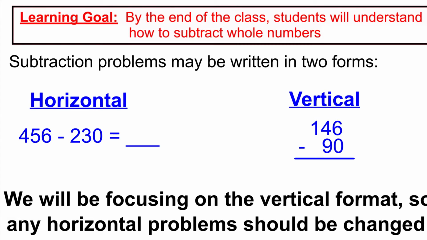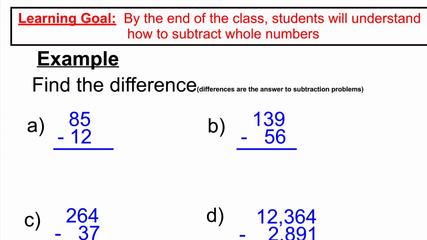we're going to look at some problems. To start off, there's really no difference between addition and subtraction when we're looking at form. There's a horizontal way of writing subtraction, and there's also a vertical way, and we're going to be focusing on the vertical way. When we look at horizontal problems, our first job is to rewrite them in vertical form. That will make our life a lot easier because it lines up our place values very nicely. So anytime you're doing subtraction, use vertical form. Let's take a look at some problems.